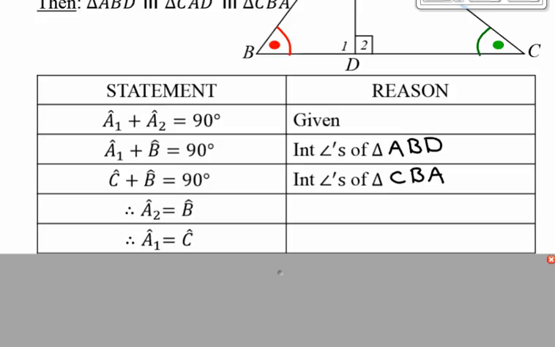So that was our first chunk that we did. Let's maybe just write a note here. The first thing you do in a proof is you establish some equal angles. Establish equal angles.